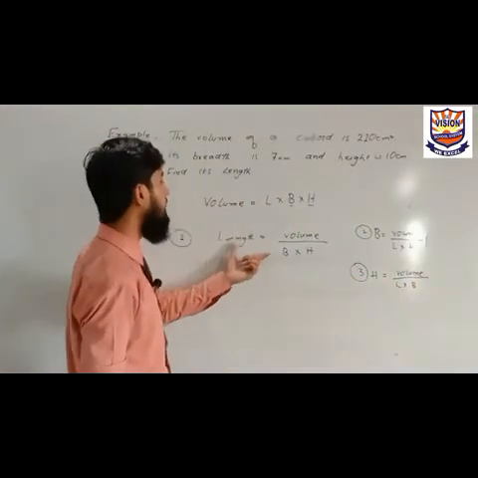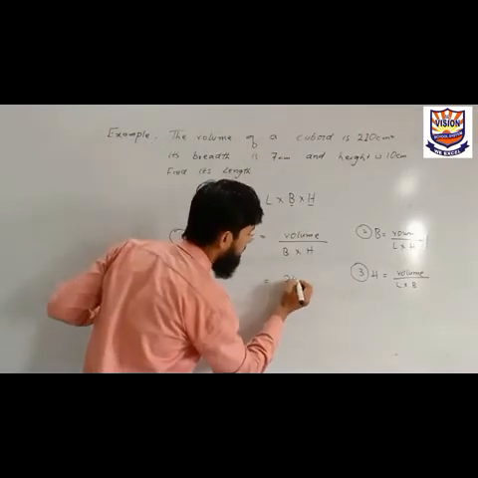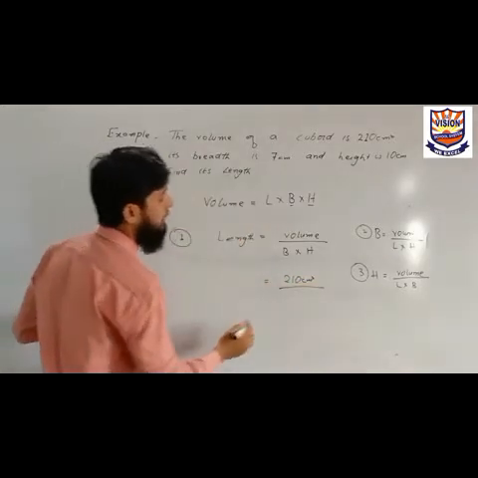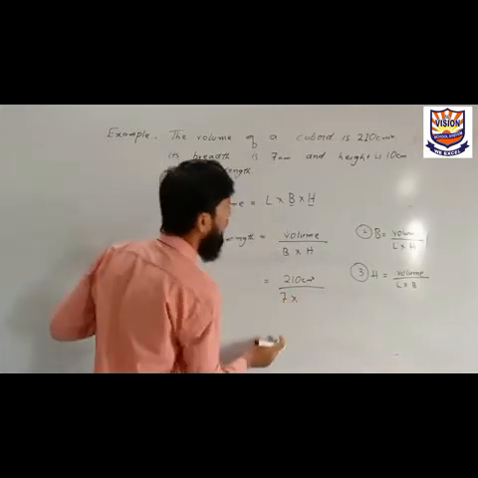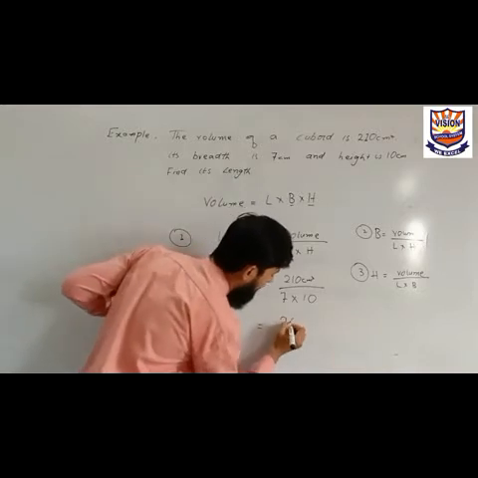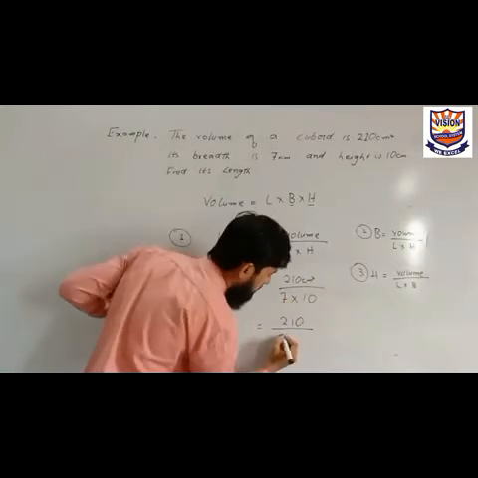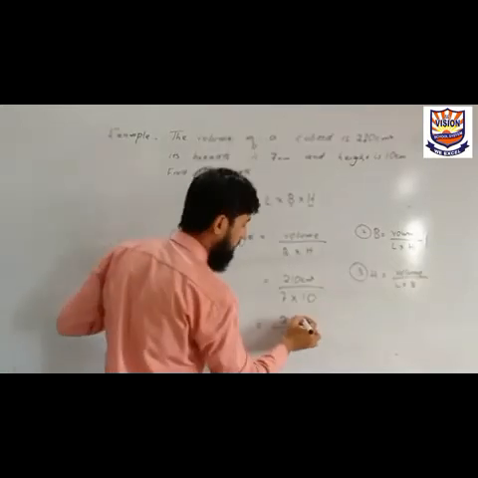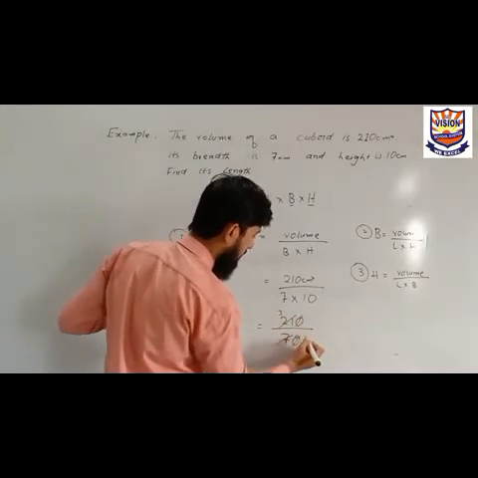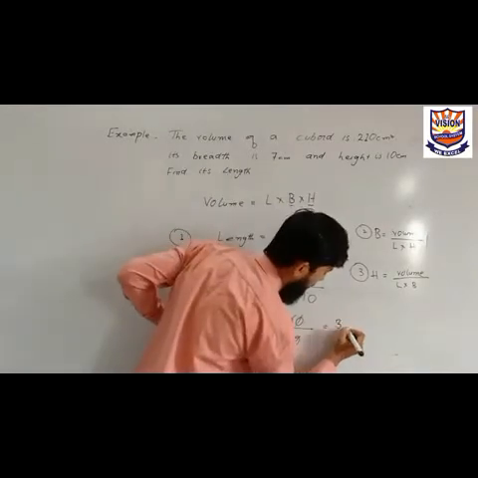Now we can find the length of this cuboid. So the volume is given, 210 cubic centimeters, and the breadth is 7 multiplied by height is 10 centimeter. 210 divided by 7 tens are 70. Zeros can be cancelled and 7 ones are 7, 7 threes are 21. So the answer is 3 centimeter.